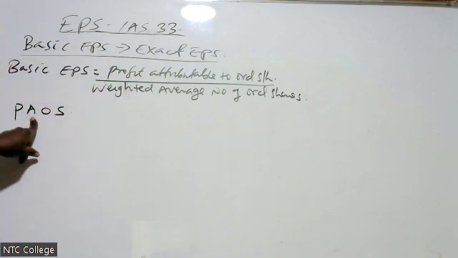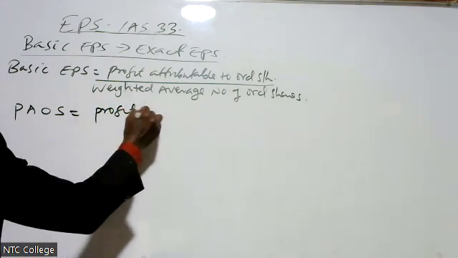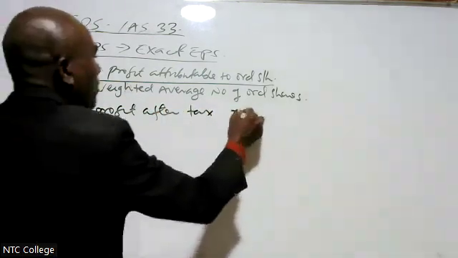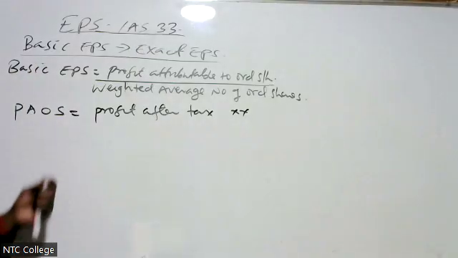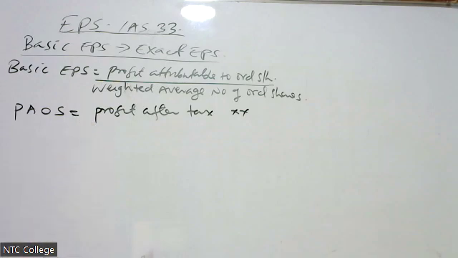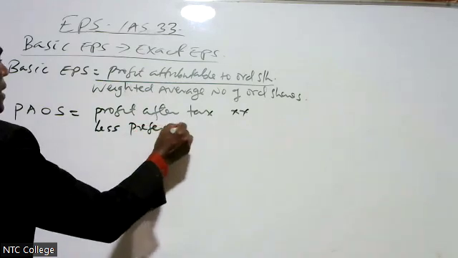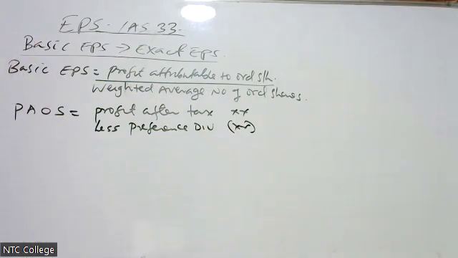PAOS is the profit attributable to ordinary shareholders. How do I get PAOS? You get profit after tax in the company. I want to get profit attributable to ordinary shareholders. Therefore, I will take profit after tax in the company, less preference dividend, because that belongs to preference shareholders. It does not belong to ordinary.